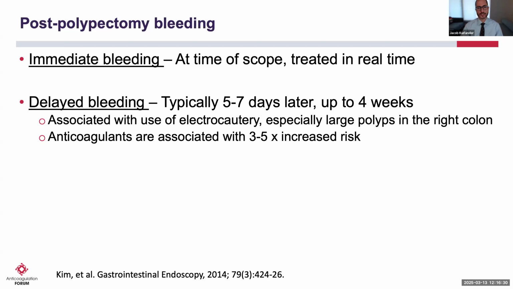Delayed bleeding, on the other hand, is more problematic. It happens typically within 5 to 7 days, but up to 4 weeks later. And the big risk factors for it are the use of electrocautery, so when we're using electric current to cut through tissue and to provide coagulation, and larger polyps over 2 centimeters, particularly when they're in the proximal colon. And anticoagulants are also a risk factor for delayed bleeding, and they appear to increase the risk by about 3 to 5-fold.